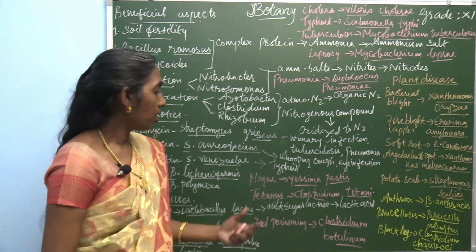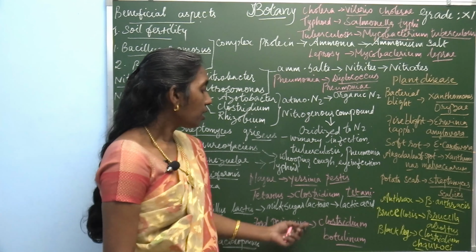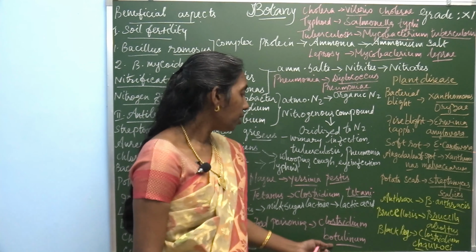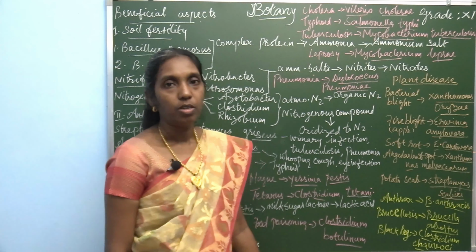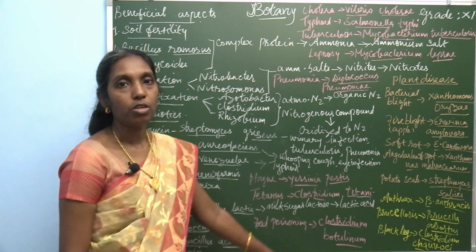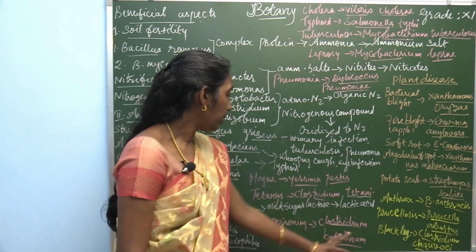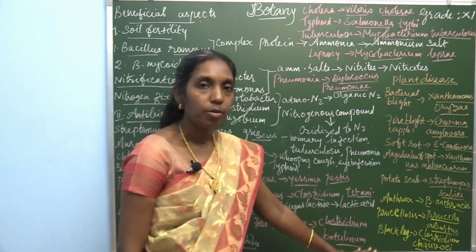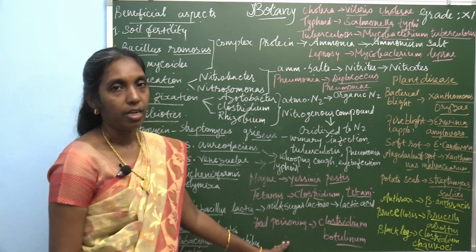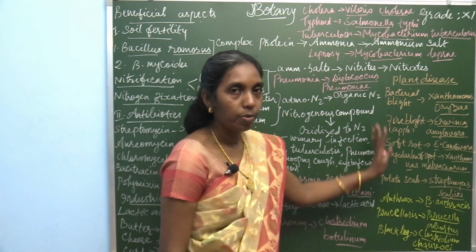Very common, we are getting food poisoning. It is caused by Clostridium botulinum. So, Clostridium species cause food poisoning. Because of Clostridium botulinum, food poisoning is obtained. So, these all are human diseases.